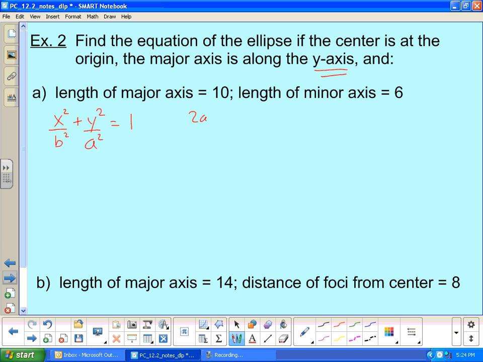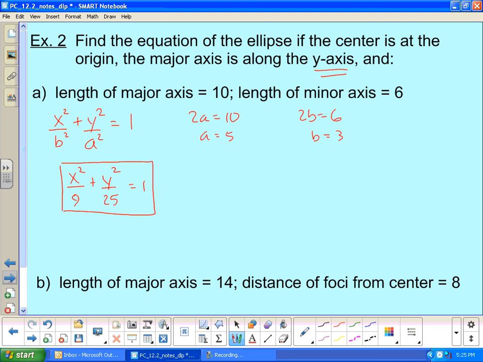They told us the major axis was 10, which means I can find a. And the minor axis was 6, which means I can find b. And in order for us to write the equation, we only need to know a and b. So that means I can write this as x squared over b squared, or 3 squared is 9, plus y squared over 25 equals 1. There's your equation of the ellipse centered at 0, 0. It has a major axis along the y.